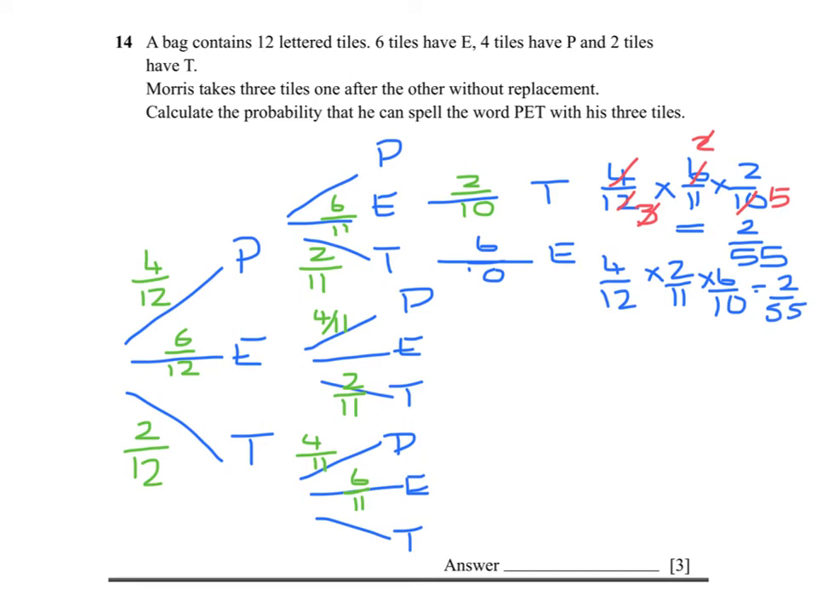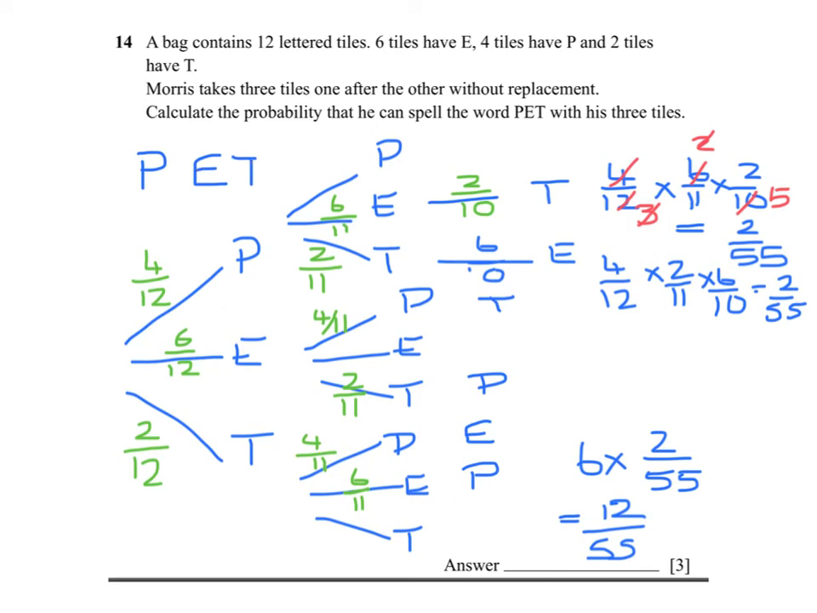So if I count up the number of options that I'm going to have, PET, PTE, EPT, ETP, TPE, TEP, I can see that I have in total 1, 2, 3, 4, 5, 6. So my answer is going to be 6 times 2/55, which is 12/55.